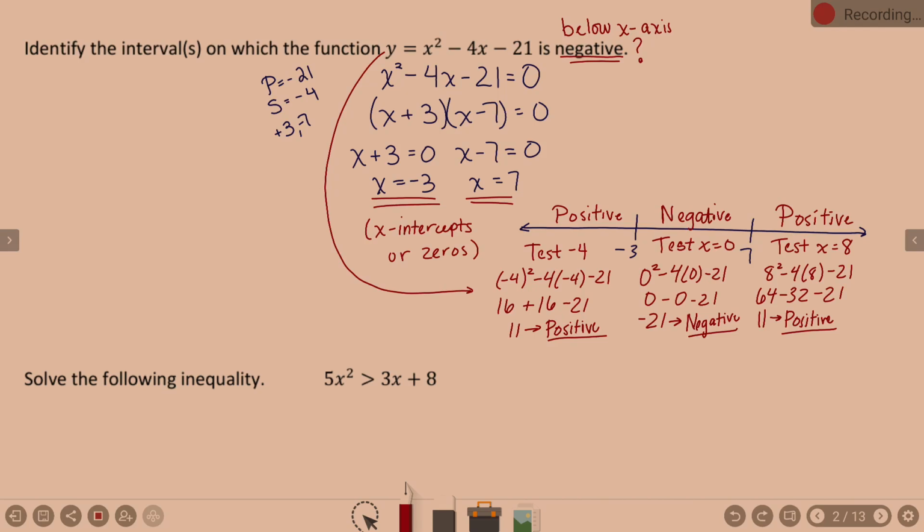What's the question asking me? Negative. This time it's when is the graph negative? When is my graph negative this time? Less than 7. Okay. Less than 7, greater than -3, between -3 and 7.